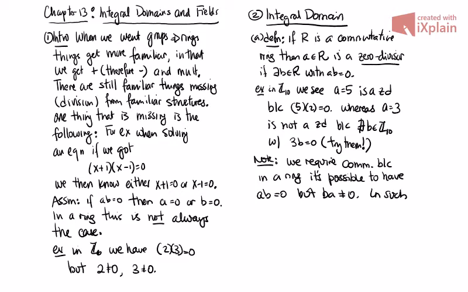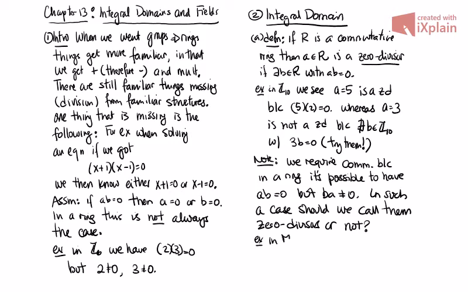So in such a case, should we call them zero divisors or not? So the answer is not obvious. So let me give you an example. In M2(R), right, so this is the ring of 2x2 matrices with real entries. So if you look at the following product, [1 0; 0 0] times [0 0; 1 0], that is [0 0; 0 0].